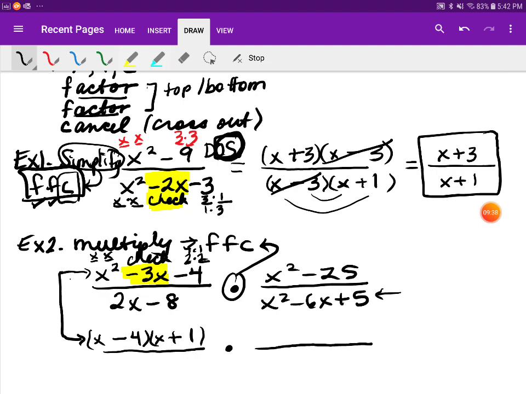Let's do the other trinomial. So the other trinomial is this bottom one on the right side. Same thing, check. Oh, this one's nice. 5. How can you multiply to get 5? Only 5 and 1, so that's perfect. And then x and x.